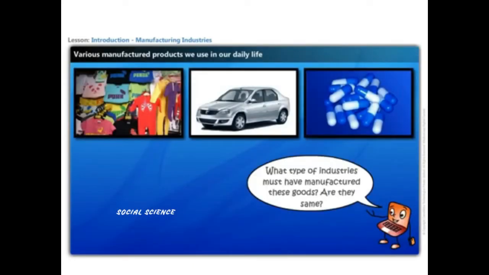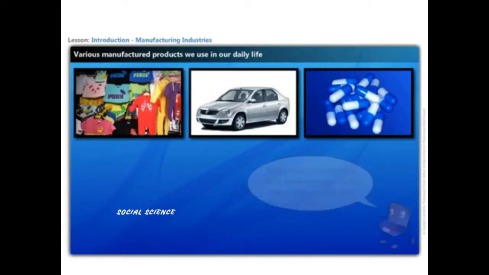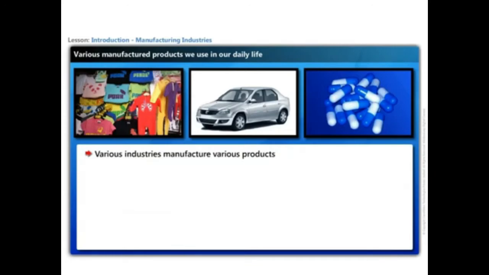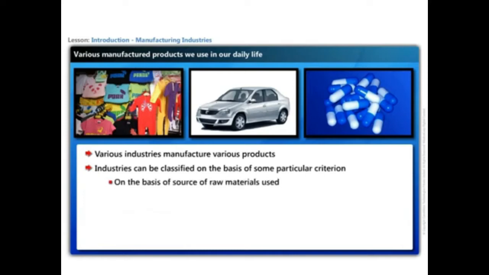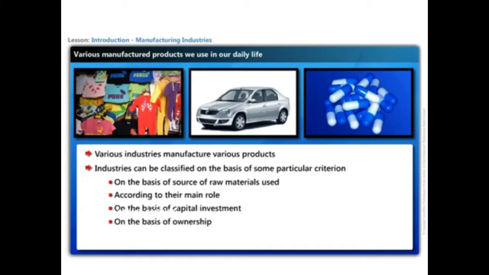What type of industries must have manufactured these goods? Are they the same? Various industries manufacture various products. Industries can be classified on the basis of some particular criterion: on the basis of source of raw materials used, according to their main role, on the basis of capital investment, on the basis of ownership, based on the bulk and weight of raw material and finished goods.